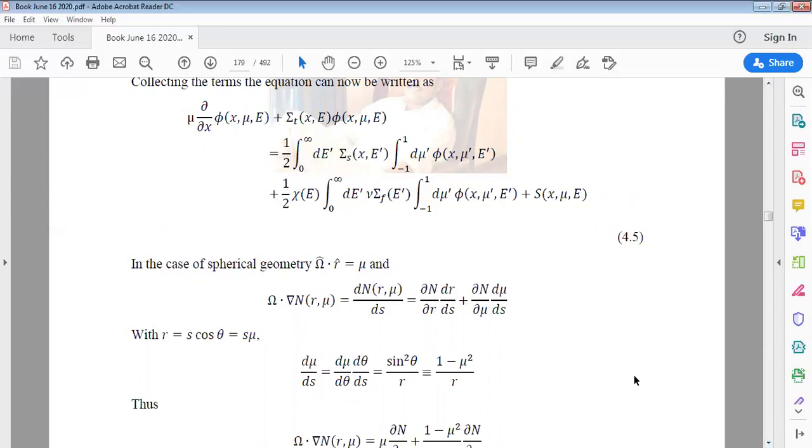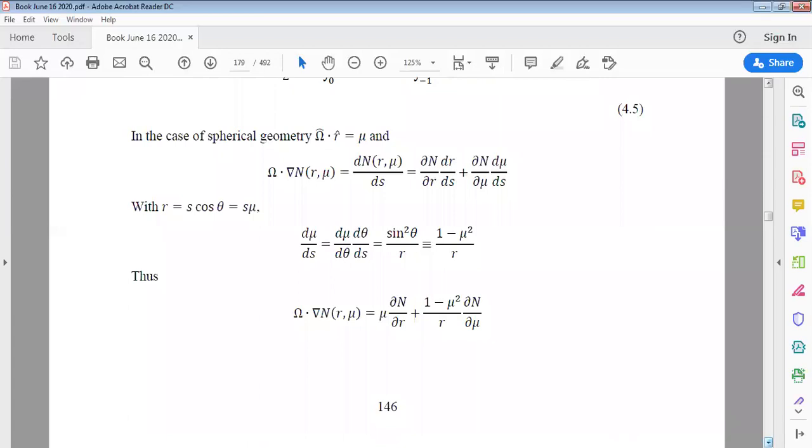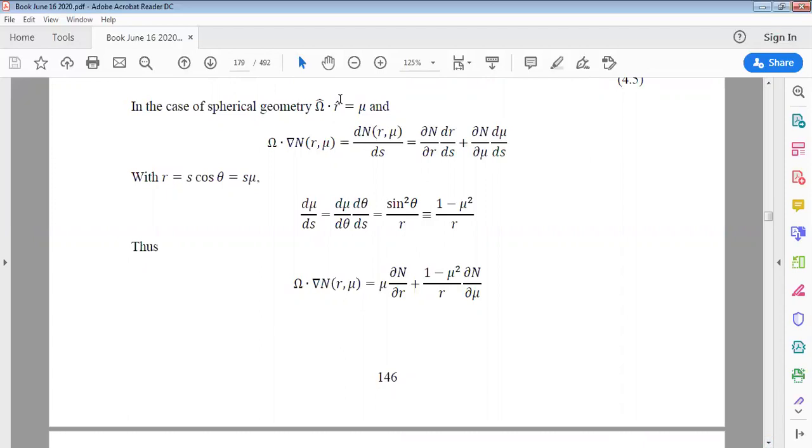Now let's come to spherical geometry. Now in spherical geometry, omega dot, the radius of the sphere, is cosine of theta. So omega dot grad n, r of mu, let me write this as dn by ds, where s is the distance traveled by the particle. So let me write the total dn by ds as the dn by dr plus the dn by d mu partial terms. So I've got to correct it with these terms over here. And these total derivatives, the dr by ds and the d mu by ds, are a piece of cake, because I know that r is equal to s cosine theta, it's s mu. So I can very easily write this term and this term over here.